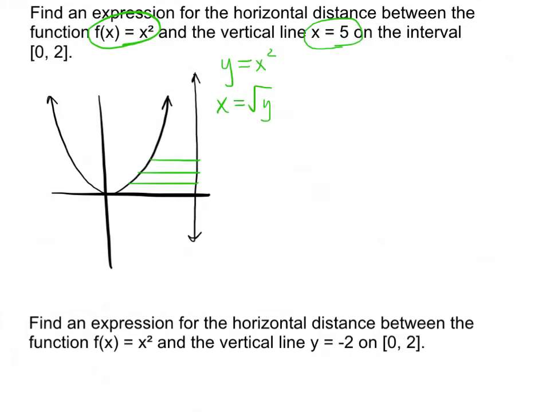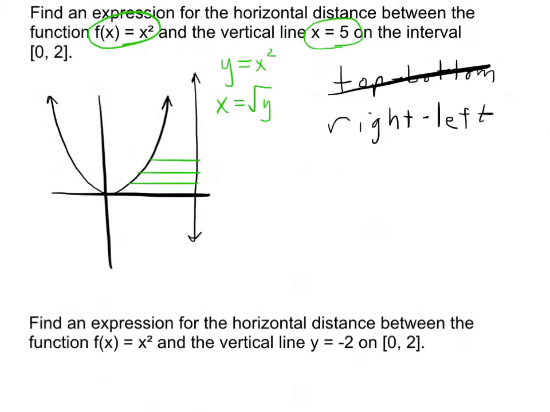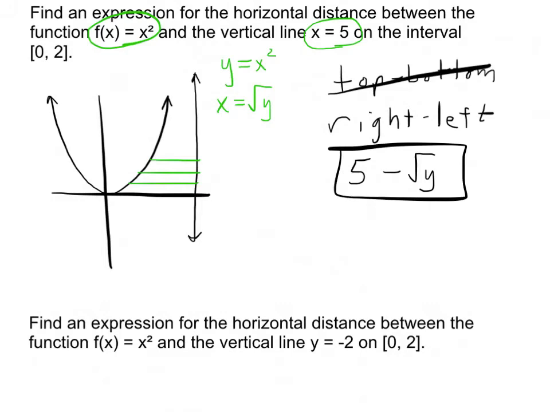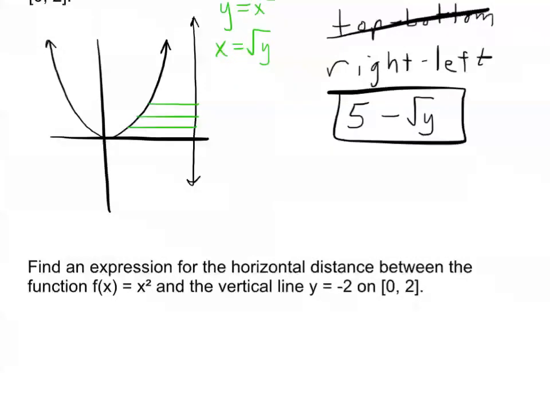So now the distance between these two curves, usually I do top minus bottom. But in these cases, I'm going to do right minus left. So in this case, our right function is 5 minus the left function, which used to be x squared, but I want it in terms of y, so it'll be the square root of y. That is the horizontal distance between those two curves. Let's look at the next one.